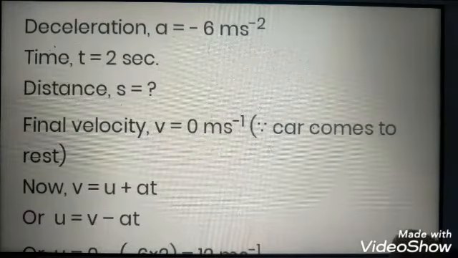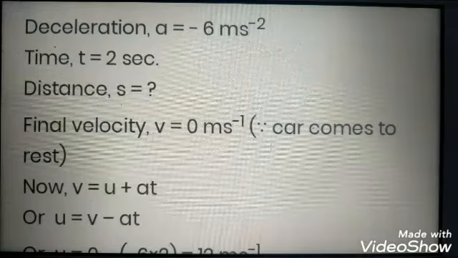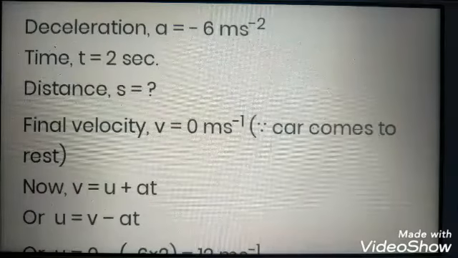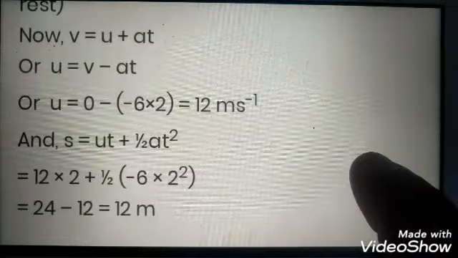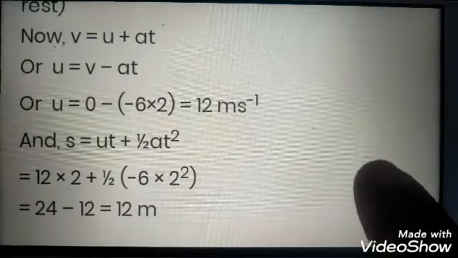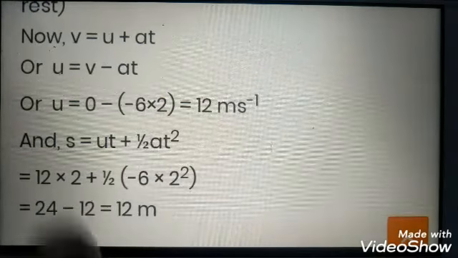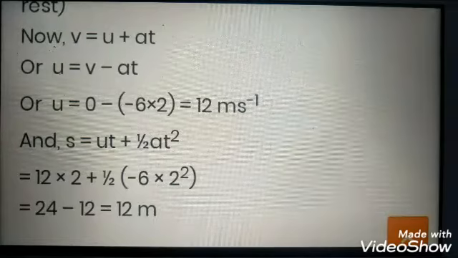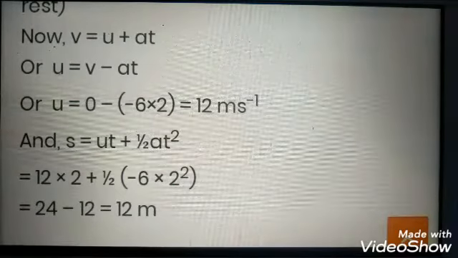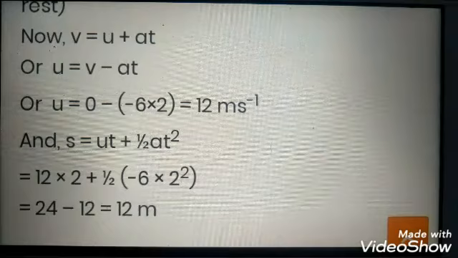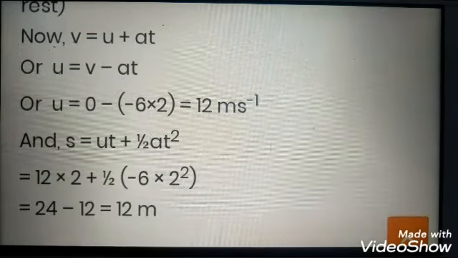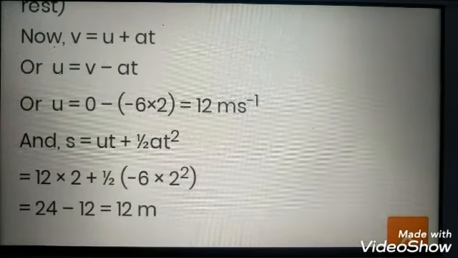So we have the first equation of motion, that is V is equal to U plus AT. Rearranging that, we get U is equal to V minus AT. First we don't know U, so we have to find out U, which is equal to, putting the values of V 0, A minus 6, T 2, we get U, the initial velocity, is 12 meter per second.